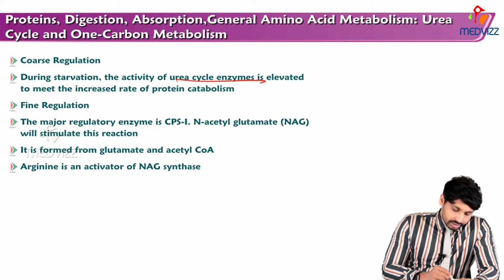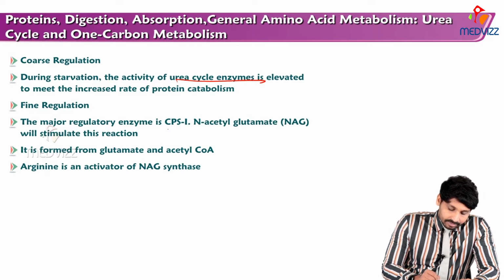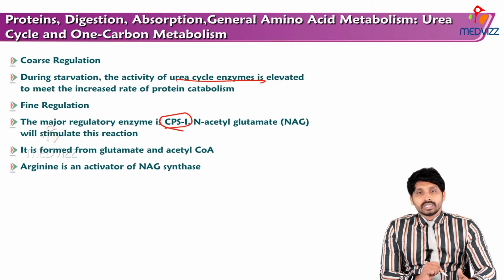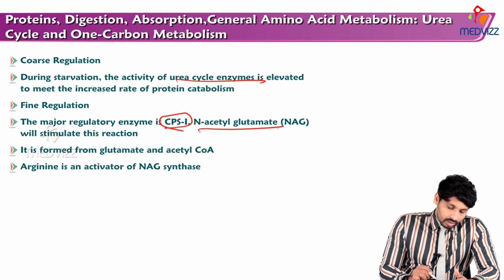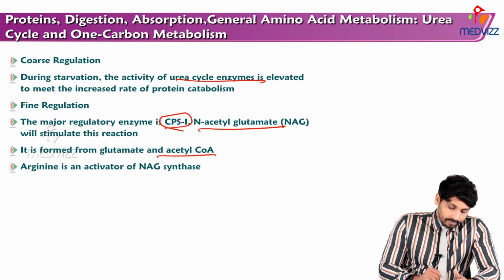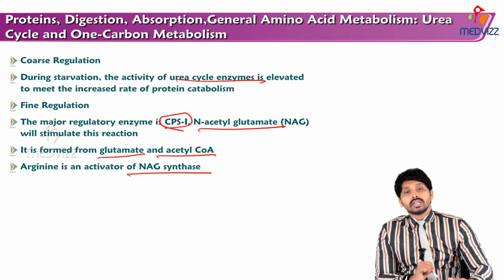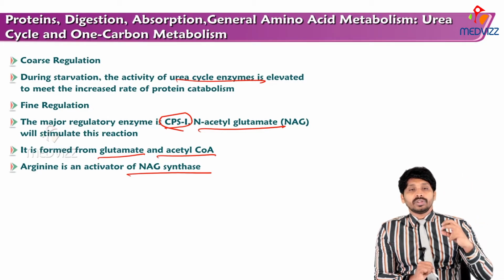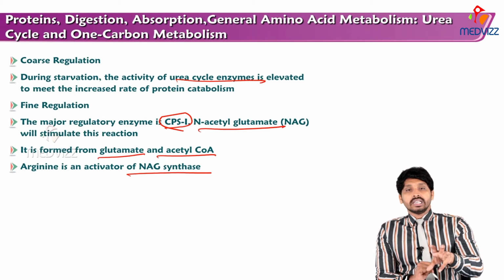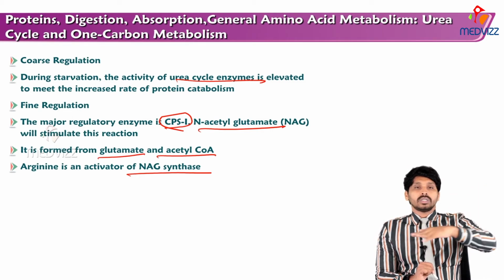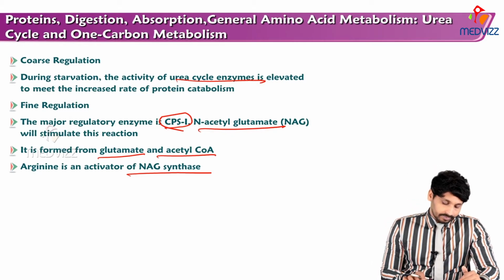And fine regulation: the major regulatory enzyme is CPS1. It is the rate limiting step or the committed step of the urea cycle. And the activator is N-acetyl glutamate, which will stimulate the reaction. It is formed from glutamate and acetyl-CoA. And arginine is the activator of NAG synthase. So arginine, when you give it, stimulates NAG synthase. So when NAG is there, CPS1 obviously will be active and the urea cycle will proceed further.